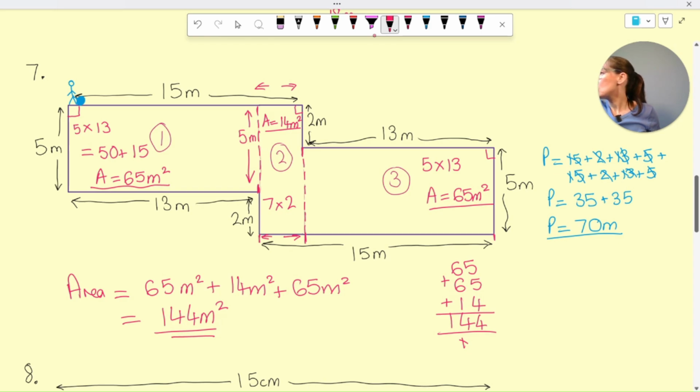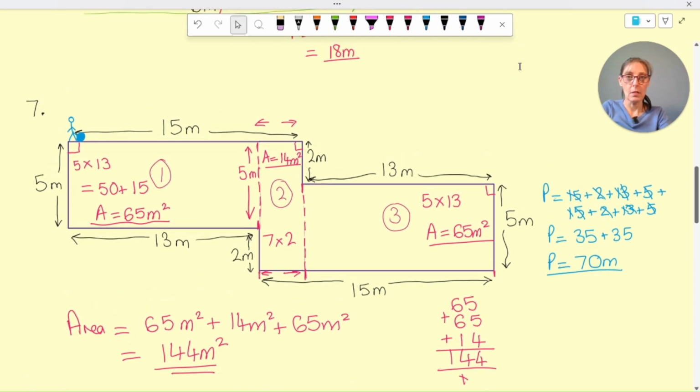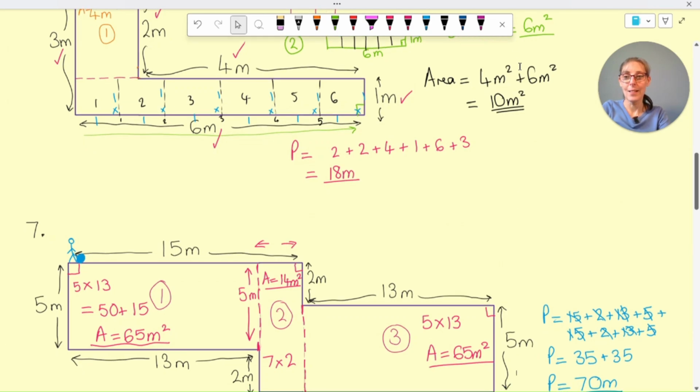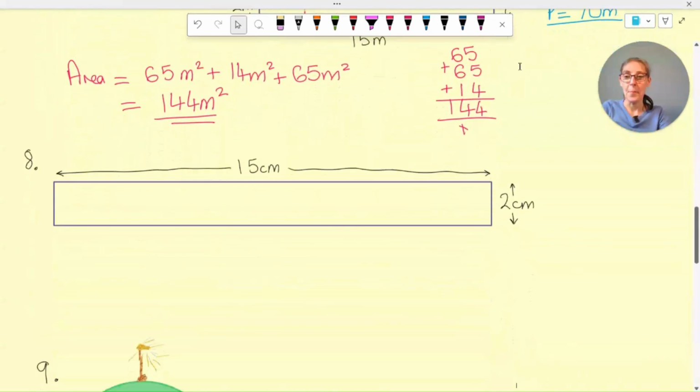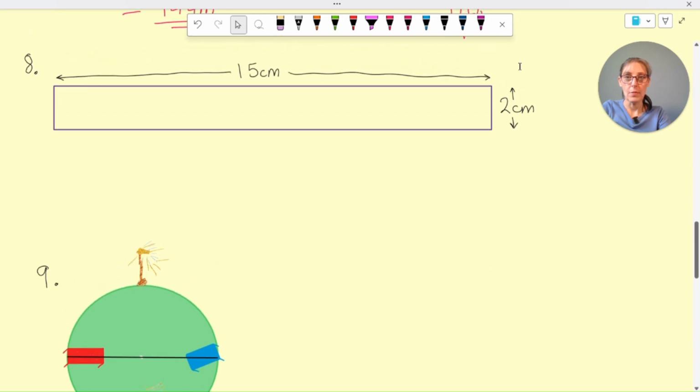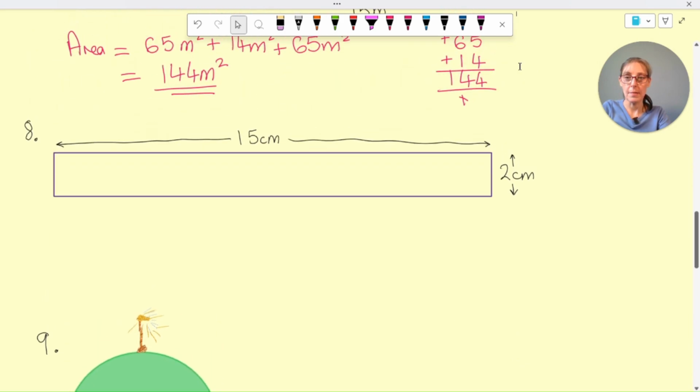Let's check because I should have checked before. Yeah. I put 18 and 10 before. Let's have a look. See if I got it right. Yes, good. Phew. Okay. Let's have a look at number 8. And then we'll have a little look at this circle stuff in a minute.